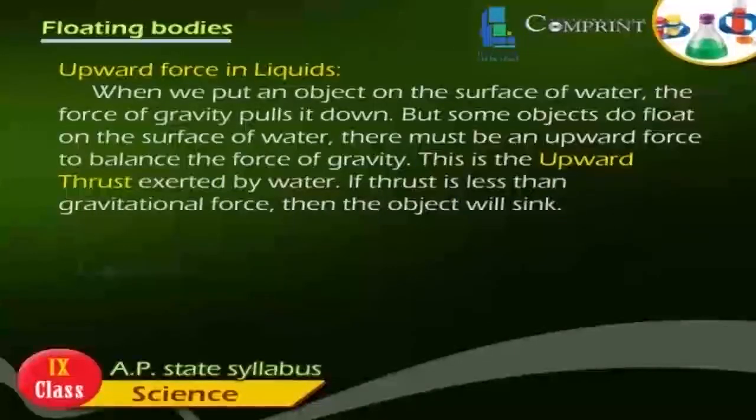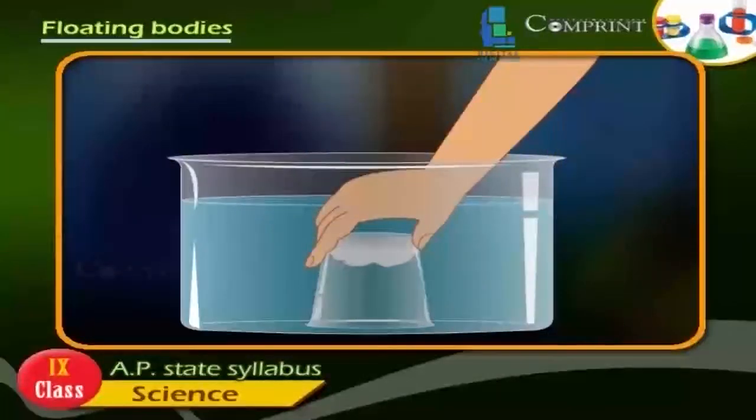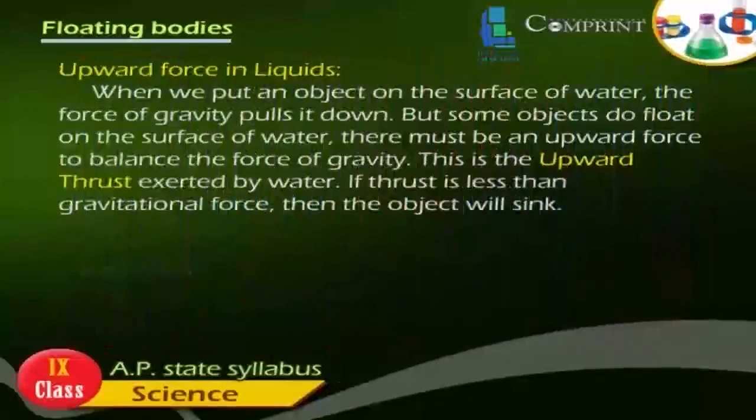Upward force in liquids. When we put an object on the surface of water, the force of gravity pulls it down. But some objects do float on the surface of water. There must be an upward force to balance the force of gravity. This is the upward thrust exerted by water. If thrust is less than gravitational force, then the object will sink.